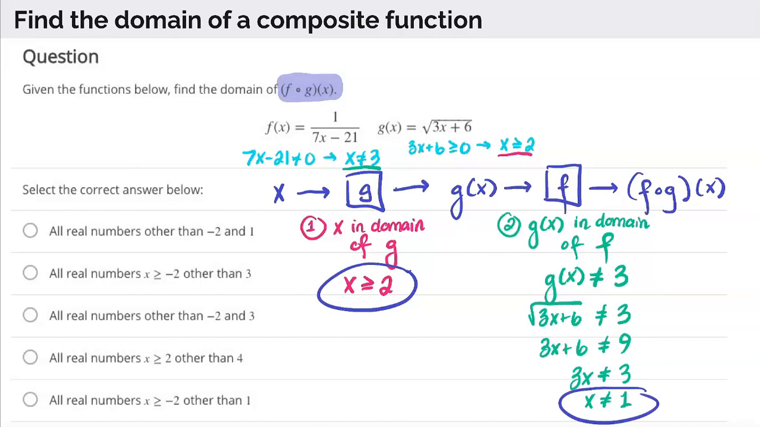So this would be our final domain, putting these two pieces together. So all numbers greater than or equal to, oh, and I'm sorry, I made a mistake up at the very beginning with my sign. When I subtracted that 6 over, it should have been a negative. So this should have been -2. So our statement should say all real numbers greater than or equal to -2 other than 1. So that would be this final choice down here.